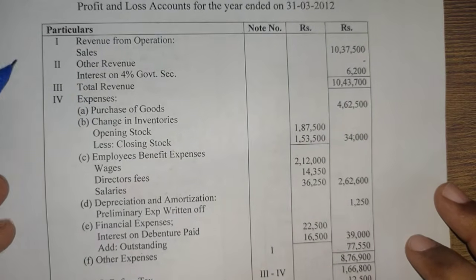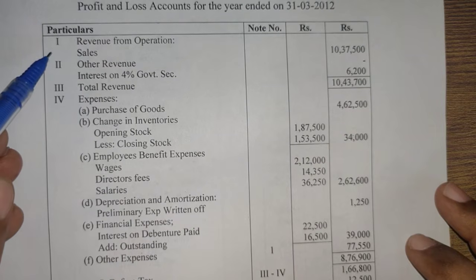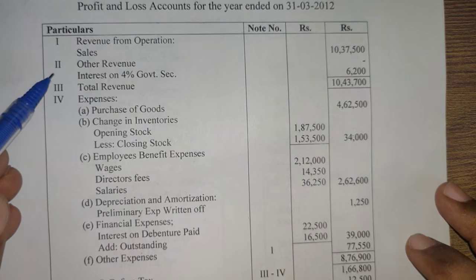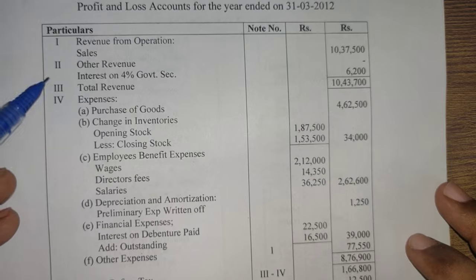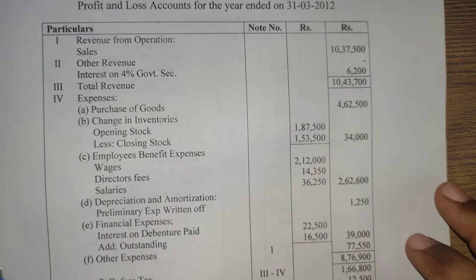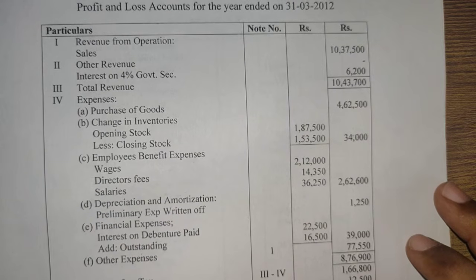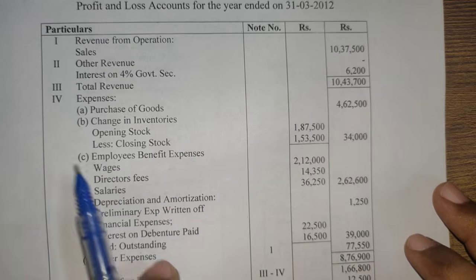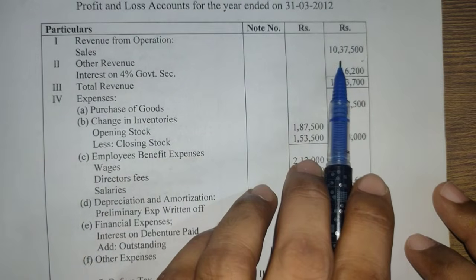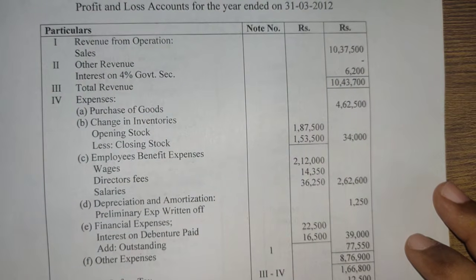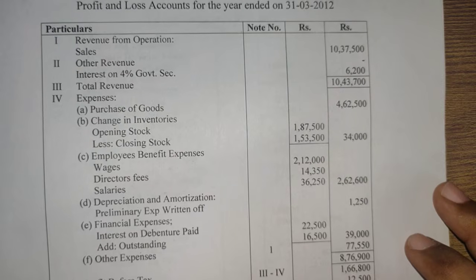So here the first heading is Revenue from Operations, and the second heading is Other Revenue. These are the two headings on the income side. Revenue from operations means revenue from the business activities, and normally in a trading business, sales is the big revenue from operations. So sales is given in the profit and loss account. There is no adjustment, so total sales of 10,37,500, as given in the trial balance, we mention here.